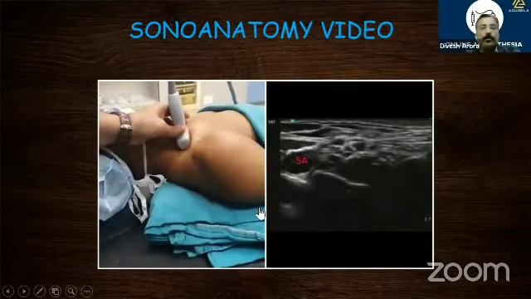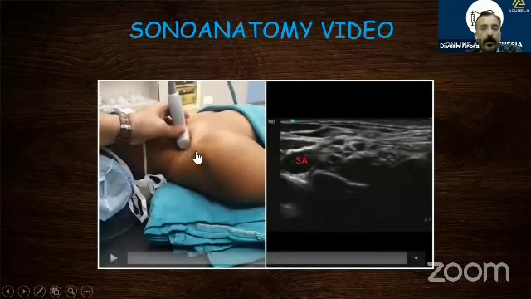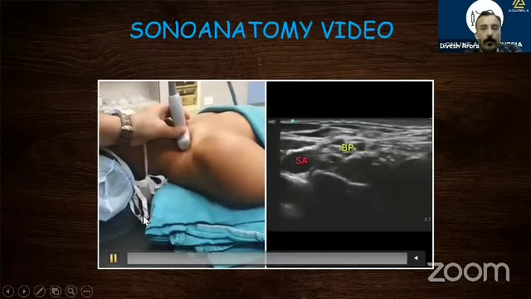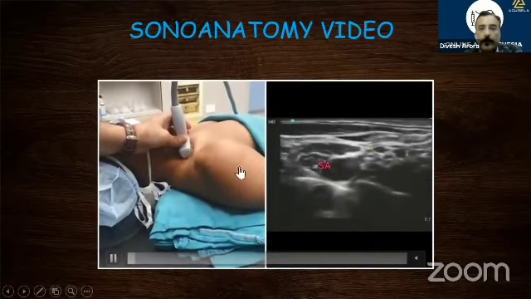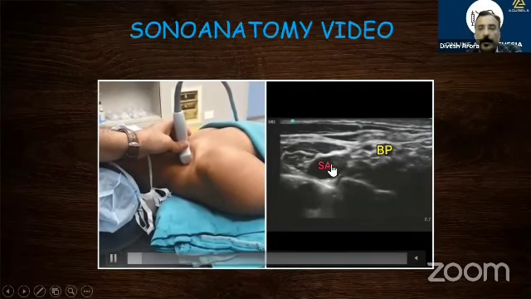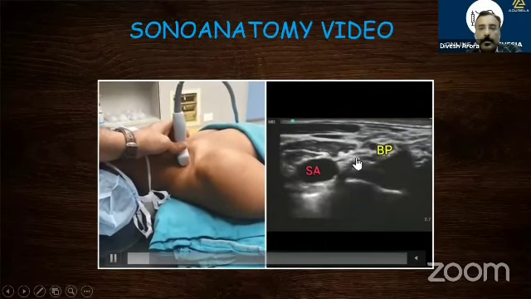So I'll be showing you the video of the sonoanatomy of the interscalene groove. Whenever we plan to give the interscalene block, it's always worthwhile to start from the supraclavicular fossa close to the clavicle, as we would do it for a supraclavicular block. So once we place the probe in the supraclavicular fossa, we see the subclavian artery, the brachial plexus. This is the cluster of grapes.